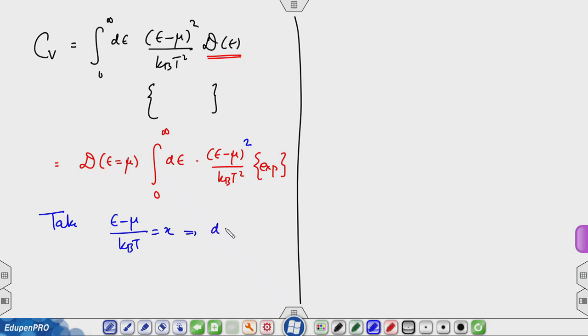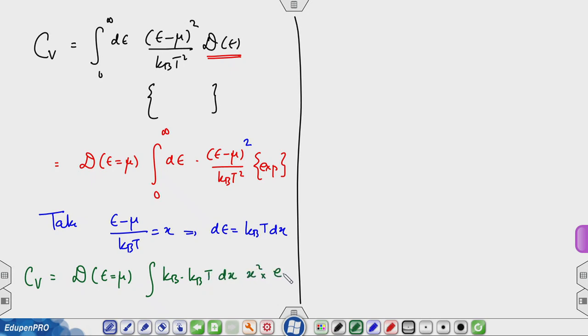Then this implies dE equals kB T dx, and therefore I can write Cv as density of states at epsilon equals mu times integral kB kB T dx x² times e^x over (e^x plus 1) whole squared. This whole integrand is even, and the integration limits are mu over kB T to infinity.